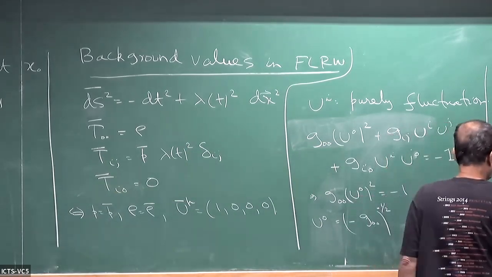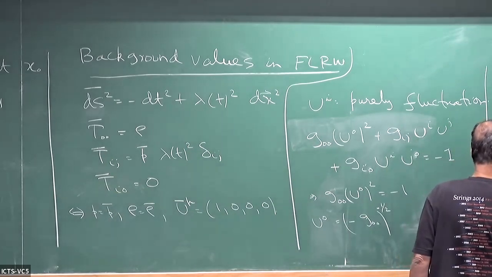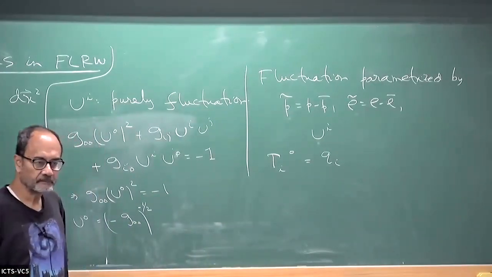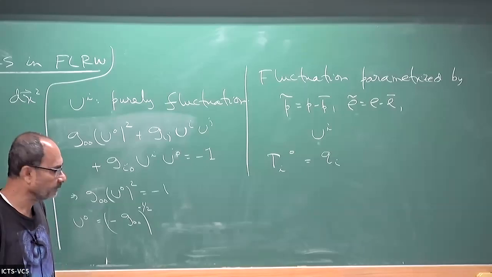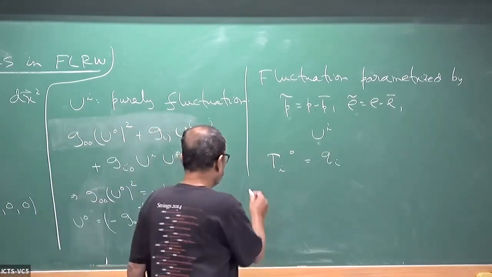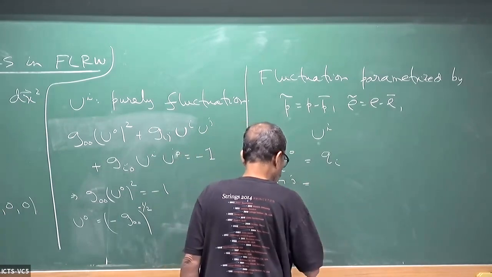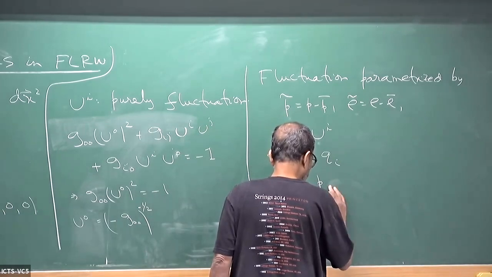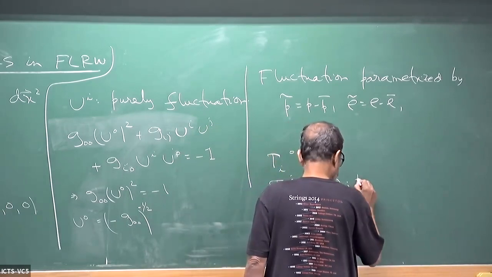So u^i, okay, we remember that we parameterized T_i0 as q_i. We are introducing the fluctuation q_i of T, which is via this T_i0, and T_ij we introduced as p times g_ij plus sigma_ij.